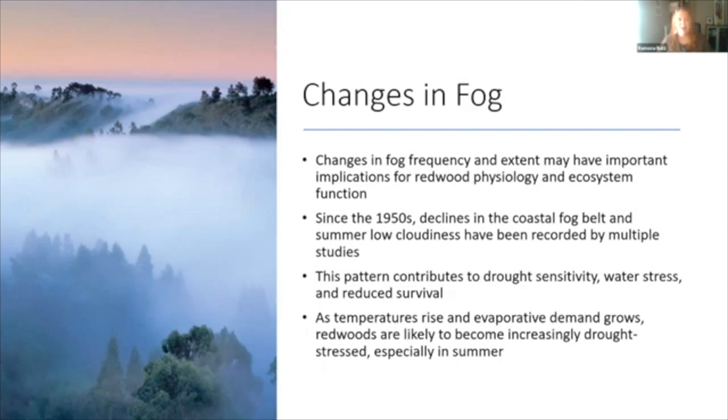So this pattern is particularly concerning, and it contributes to drought sensitivity in the species, water stress, and reduced survival of both seedlings and mature trees. So as temperatures rise and this evaporative demand grows, redwoods are likely to become increasingly drought stressed, especially in the summertime, without this input of fog as water.